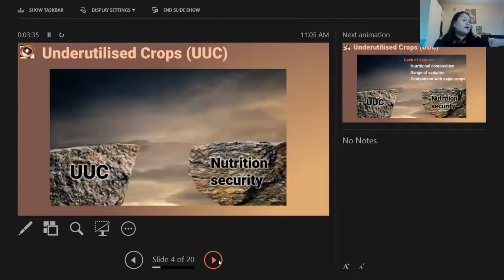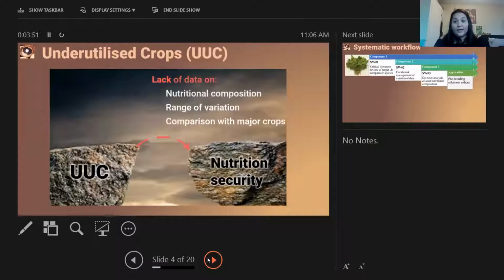So in terms of underutilized crops and food and nutritional security, the question is, how is it possible that we can integrate more underutilized crops into global food and nutritional security? Well, to do that, we need data. We need a lot of data because there's not a lot of data out there. More specifically, we need data on the nutritional composition of these crops.